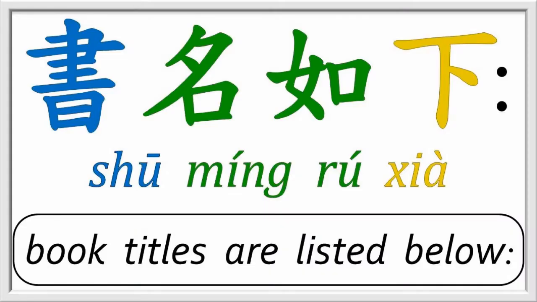如 means like or as here. Another example would be 书名如下. The book titles are as follows, or as listed below. The opposite expression, as above, would be 如上.